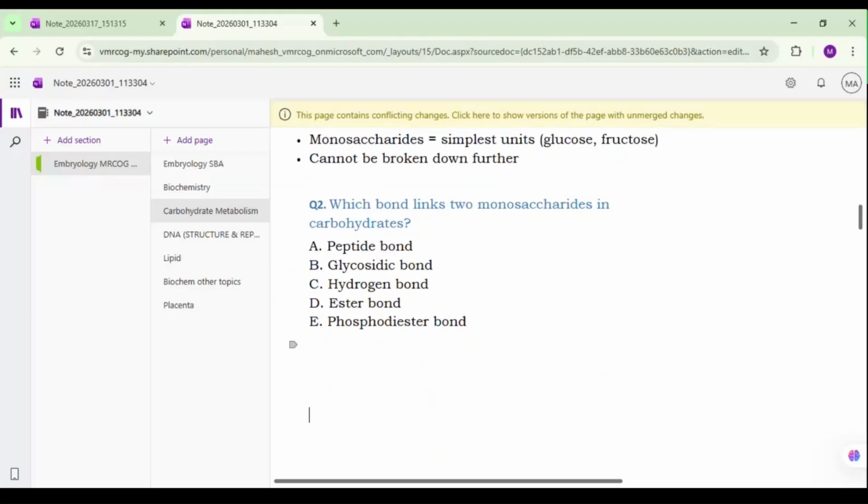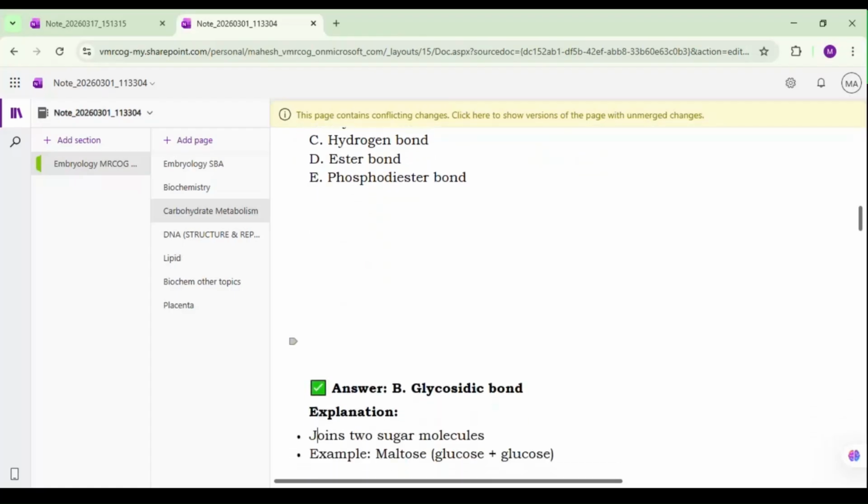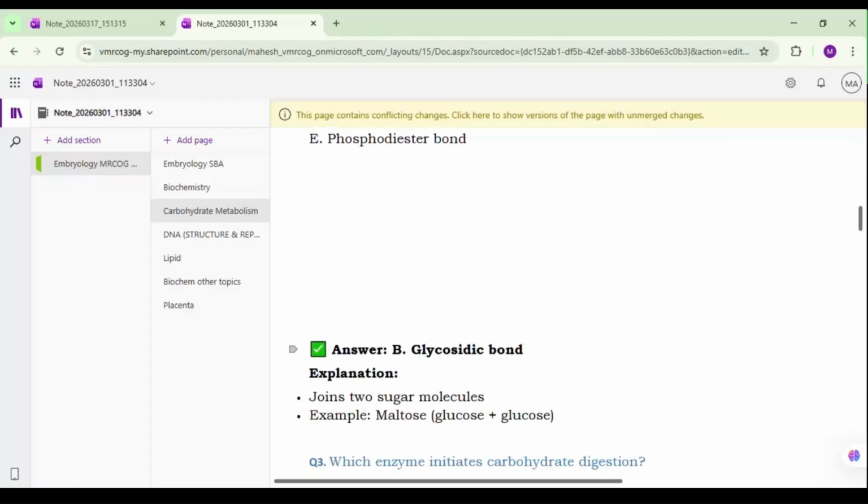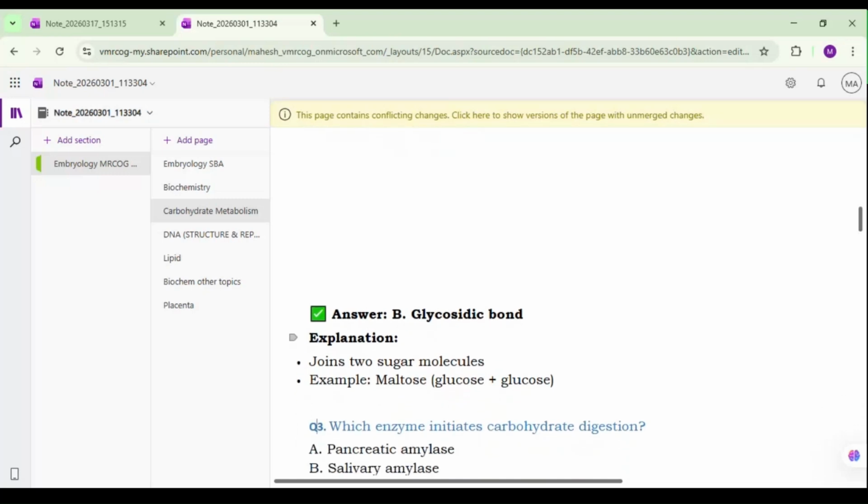Next question, doctor. Which bond links two monosaccharides in a carbohydrate? Peptide bond, glycosidic bond, hydrogen bond, ester bond. Option C, sir, hydrogen bond. Is it a hydrogen bond? Option B, glycosidic bond. It is option B, glycosidic bond, that joins two sugar molecules. For example, glucose plus glucose will form maltose.